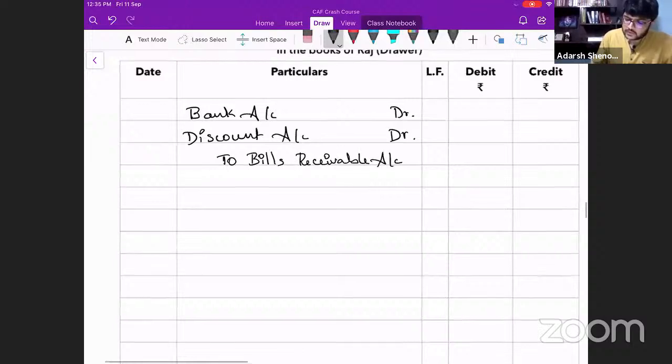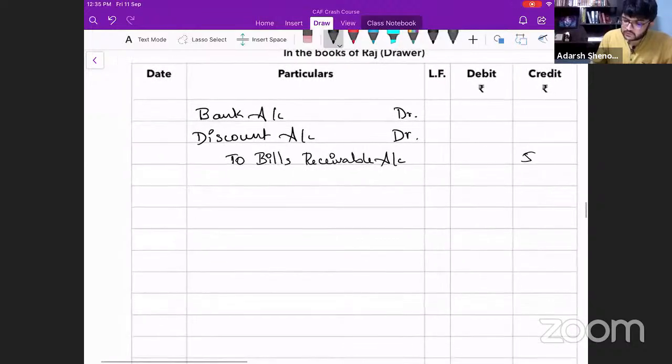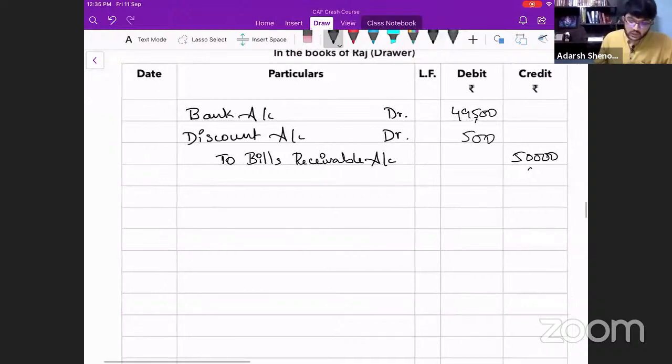How much is the face value of the bill? 50,000 is the face value of the bill. How much is the amount that we are receiving? 49,500 is the amount we are receiving. How much is the discount amount we have given? What is the amount of discount we have allowed? 500 rupees is the amount of discount we have allowed. So collectively the entry is this.